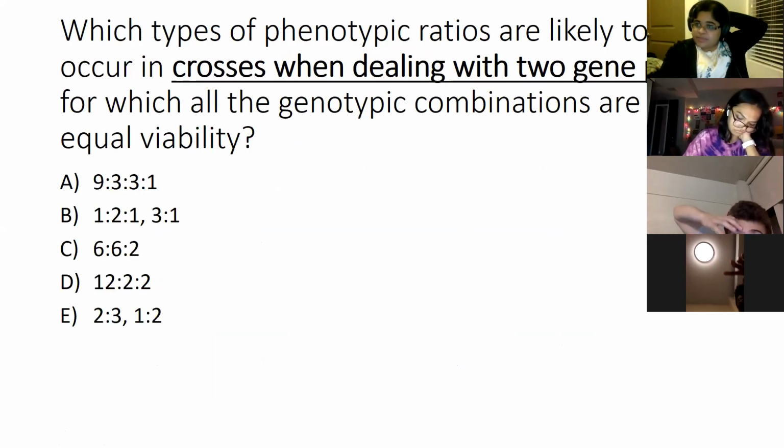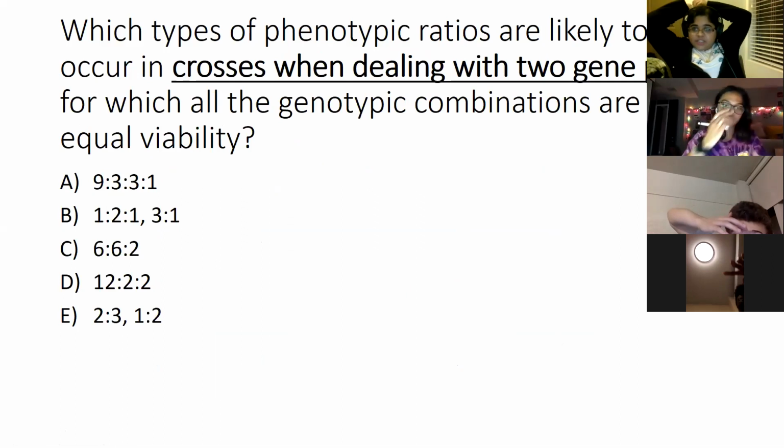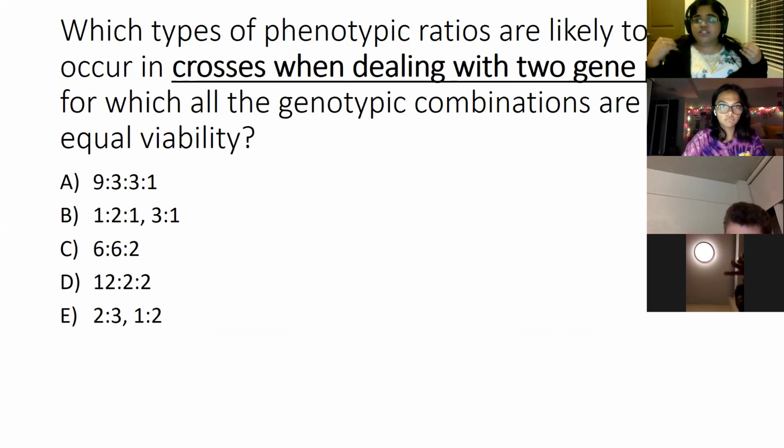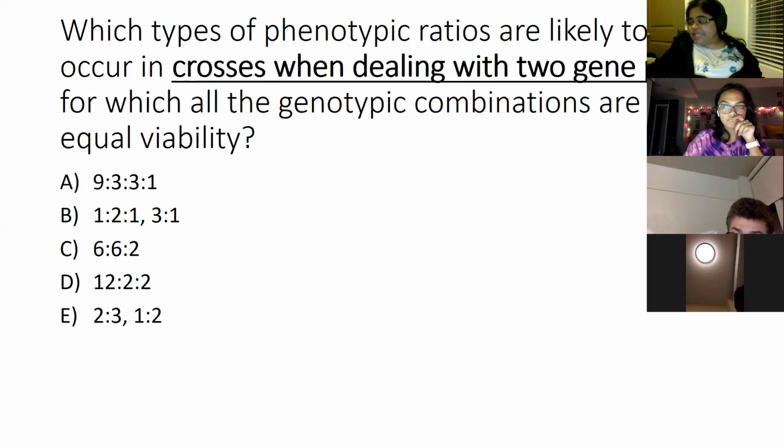Which type of phenotypic ratios are likely to occur in crosses when dealing with two gene pairs for which all the genotypic combinations are of equal viability? What do you guys think?